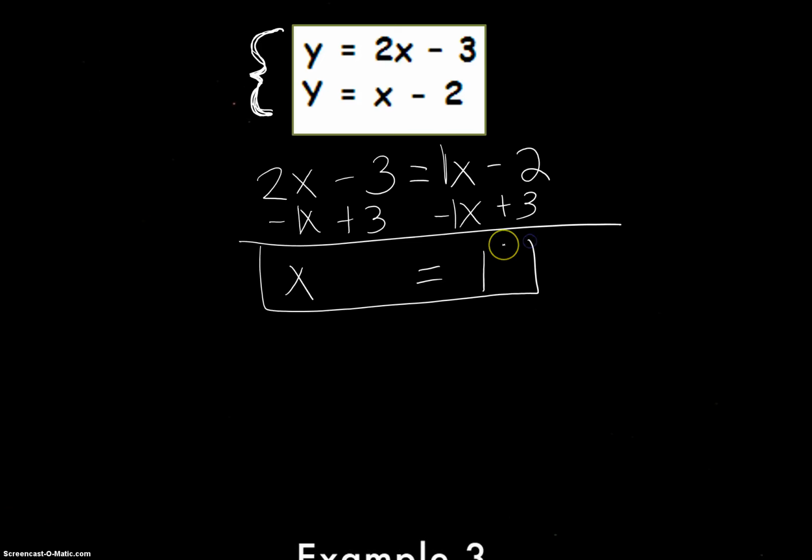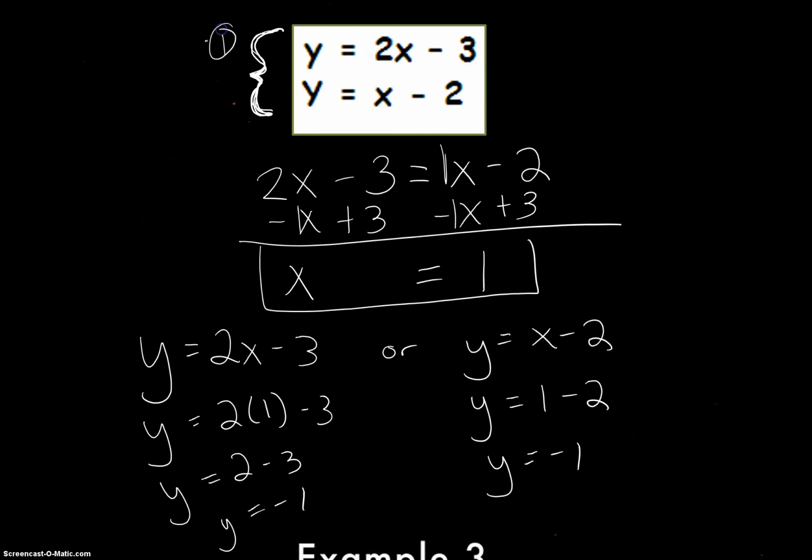And I get my x is equal to 1. Pause the video and see if you can determine what my y value is. I just wanted to prove to you that first equation, if you plug in your x in the first equation, you'll get y equals negative 1. If you choose the second equation, you plug in a 1 for x and you'll still get y equals negative 1.